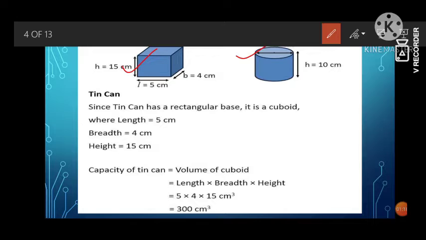So first, the tin can: the length is 5, breadth is 4 and height is 15. So the capacity of the tin can will be the volume of the cuboid, which is equal to length into breadth into height. So we will multiply all the three dimensions. 5 into 4 into 15 is equal to 300 centimeter cube. This is the capacity of the tin can.